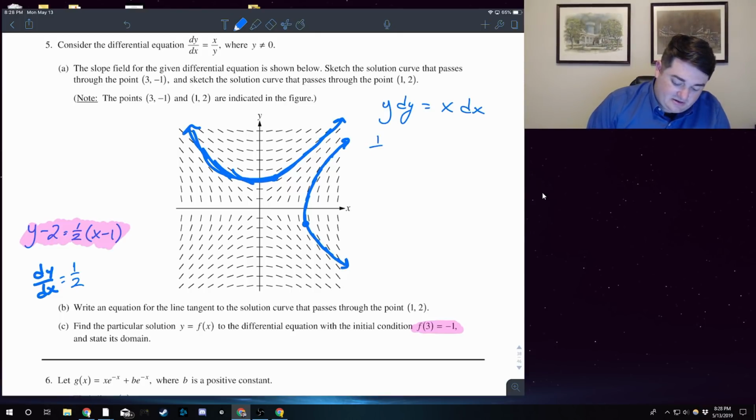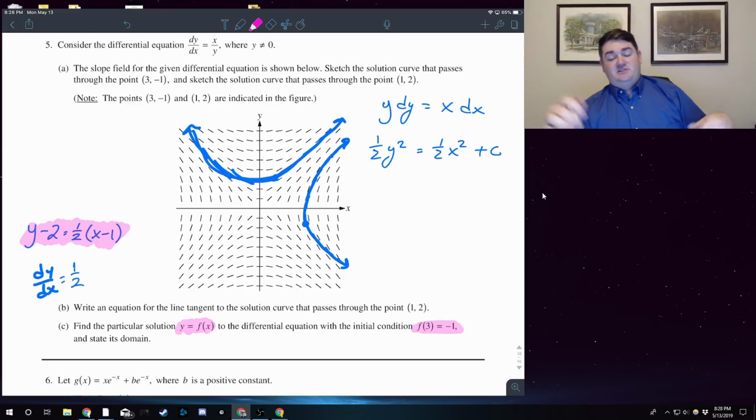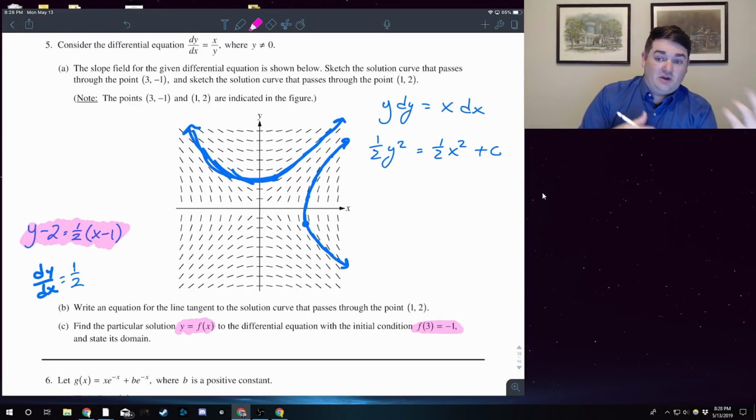Anti-differentiate both sides. 1/2 y squared equals 1/2 x squared plus c. Remember, you only need one plus c when you do a separable differential equation. And they did say y equals f of x, which means they want you to get y by itself. So I have options. I can get y by itself first, and then solve for c, or I can go ahead and solve for c, then get y by itself. Recently, I've been a fan of just go ahead and solve for c.